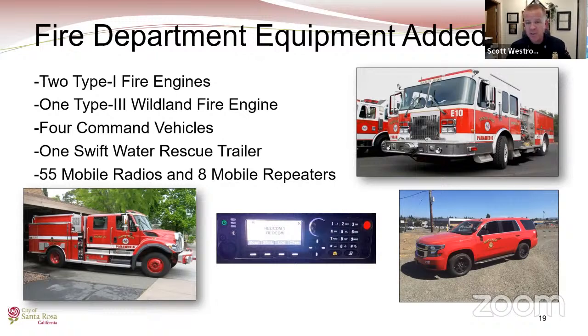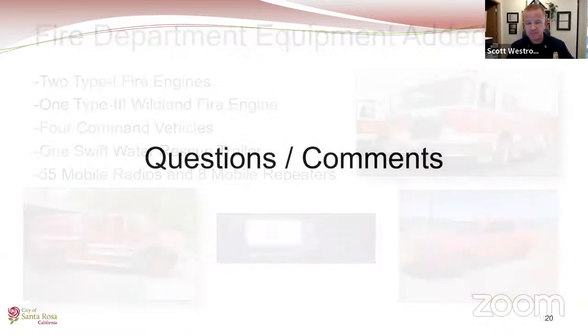So a great enhancement to our communications capabilities throughout the city, both on and off incidents. So really appreciated to the committee for that. It's a huge enhancement to our organization. So with that is our last slide, and I will turn it over to the committee for any questions you may have.